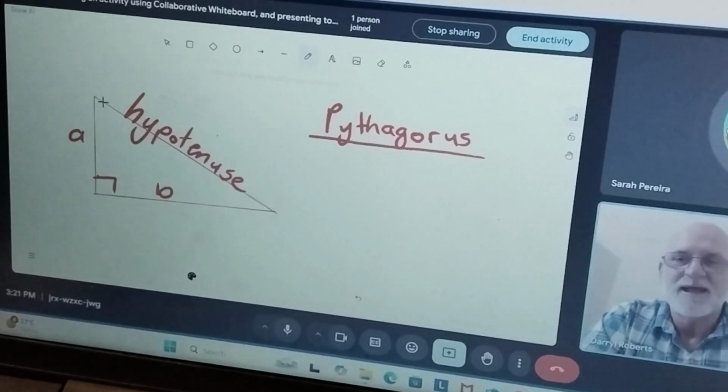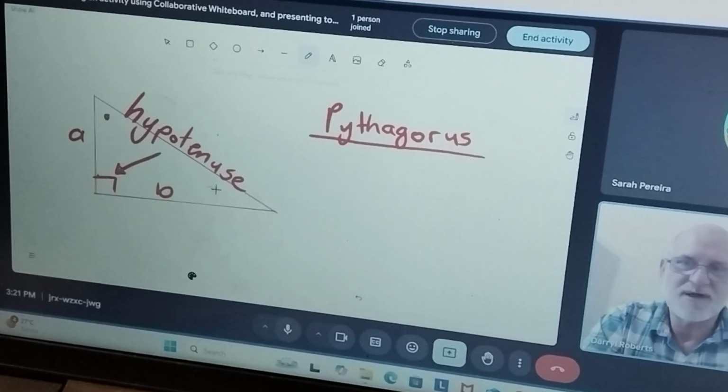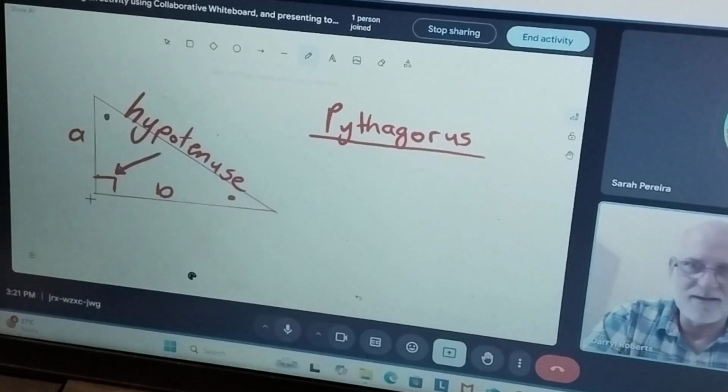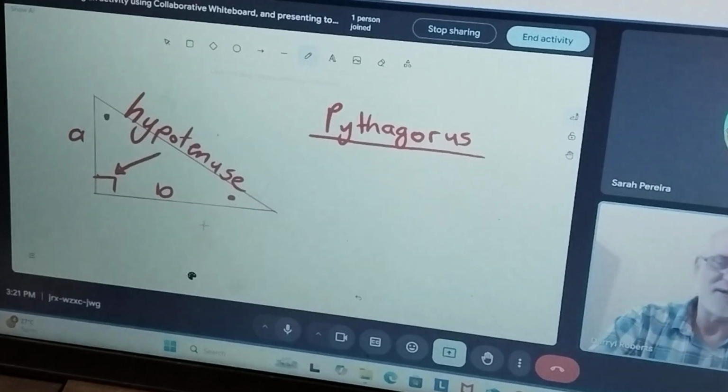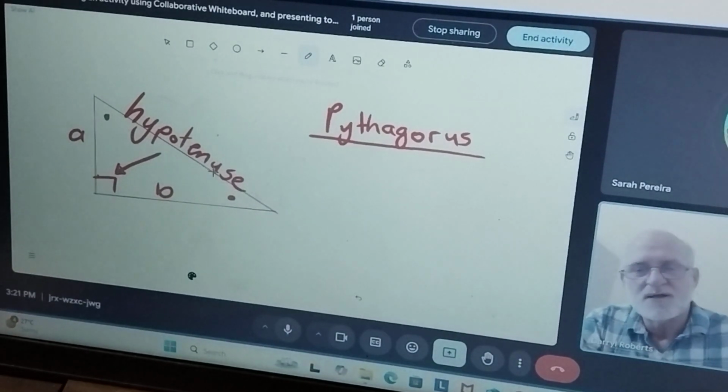You can see the hypotenuse is the longest side, right? The longest side is always opposite the biggest angle. If that's 90 degrees, the two other angles have to be less than 90 because 90 is half of 180. You can't have one angle that's half of 180 and the other two bigger than that, because then your angles would not add up to 180, right?